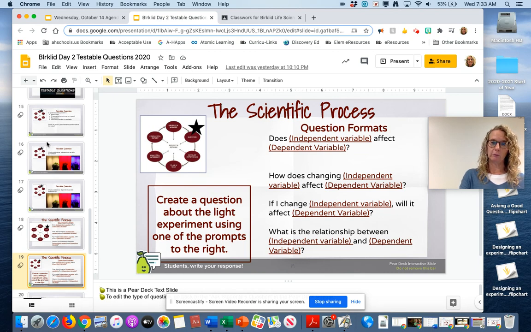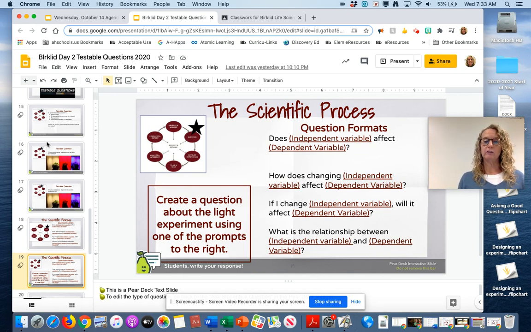So if you're doing this at home, we could do it a number of ways. We could say, does the independent variable affect? So we would say, does the color of light affect the height of the plant? We could say the question as, how does changing the color of light affect the height of the plant?